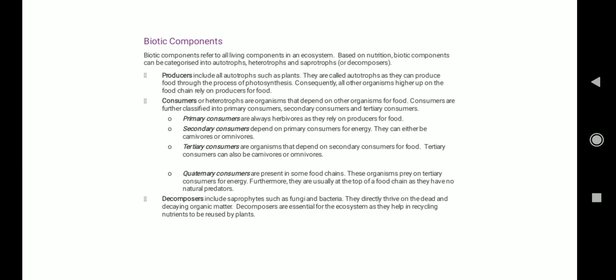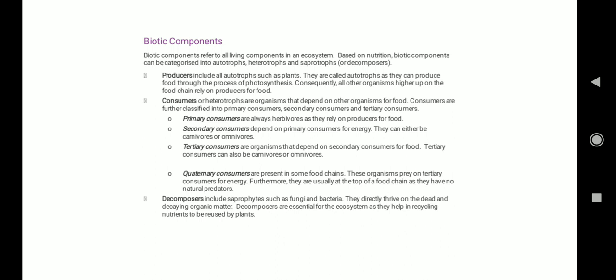Biotic component refers to all living organisms in the ecosystem. Based on nutrition, biotic components can be categorized into autotrophs, heterotrophs, and saprotrophs or decomposers. Producers include all the autotrophs such as plants. They are called autotrophs as they can produce their food on their own. Consequently, all the other organisms higher up on the food chain rely on the producers for their food.